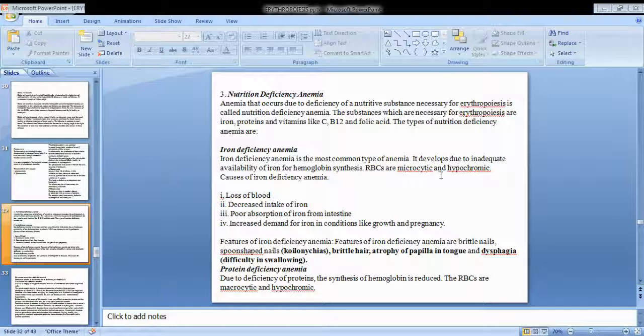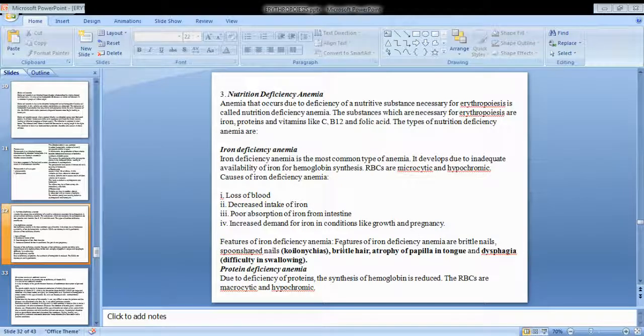So here the RBC might become smaller in size and also the hemoglobin content will become less. The cause of iron deficiency anemia can be loss of blood, a decreased intake of iron, absorption of iron is very poor from the intestine, increased demand for iron in conditions of growth and pregnancy. In growth and pregnancy, more and more blood cells are synthesized, so more and more iron is required. So we have to take the iron in the form of medicine.